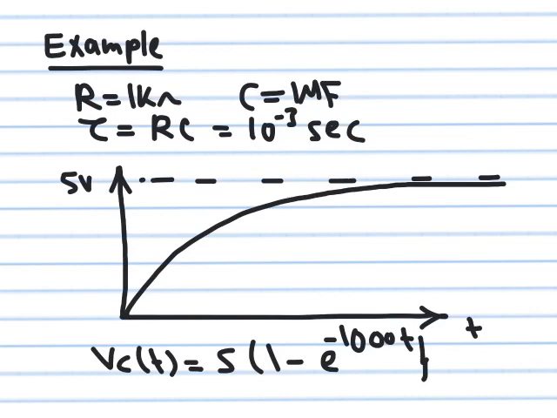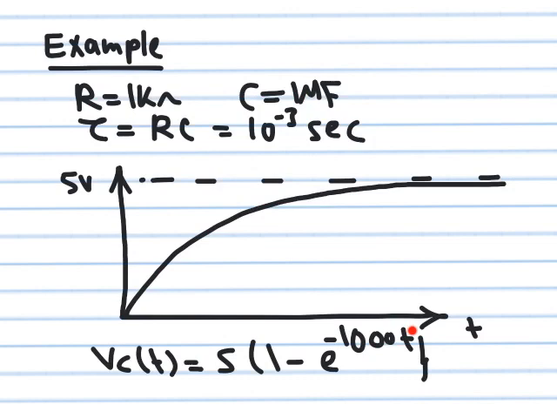So this is how the circuit looks, okay? This is how the behavior looks. The capacitor voltage starts from 0, and gradually and slowly, with time, it goes up to 5. It reaches 5 exactly at infinity, when this term is perfectly 0. Tau determines how fast your circuit charges.